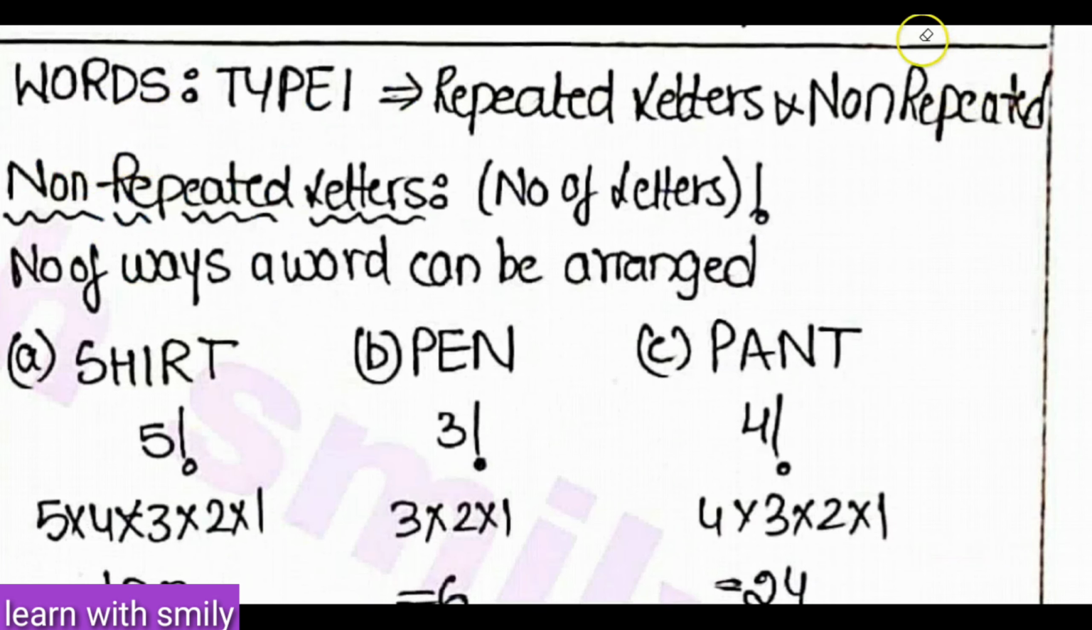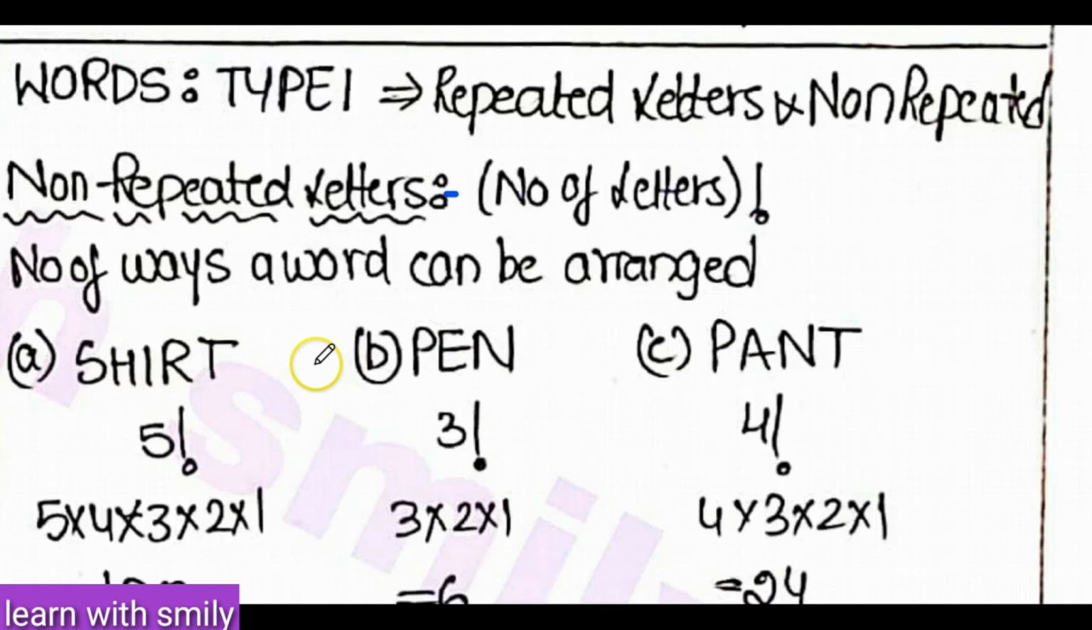Coming to the next segment, words. In this, the types are repeated letters and non-repeated letters. First we can go ahead with non-repeated letters. It means that in a word there are no repeated letters. Suppose if you take shirt, there are no repeated letters, right? If you take learn, there are no repeated letters. Pen, pant. So here there are letters which are not repeated.